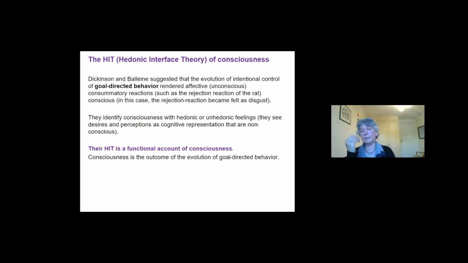The basic assumption of this model is that the evolution of intentional control of goal-directed behavior rendered unconscious consummatory reactions, such as, for example, the rejection reaction of the rat when it tastes something like quinine, conscious. So a kind of motivational state that is unconscious is rendered conscious through the evolution of intentional control. And they identify consciousness with hedonic or unhedonic feelings.